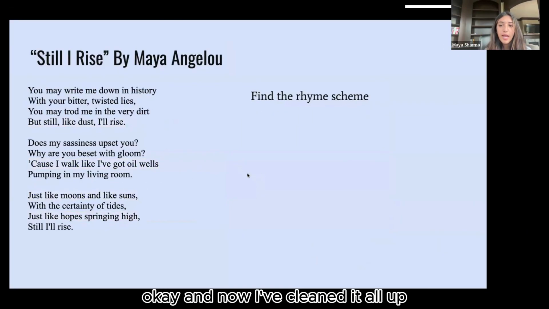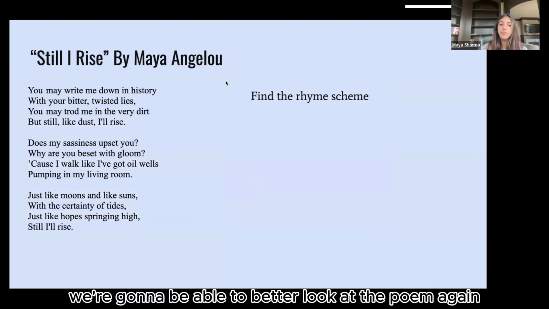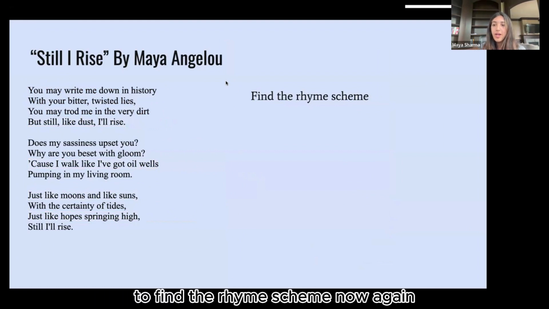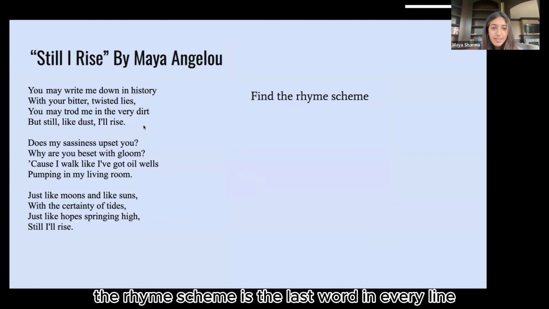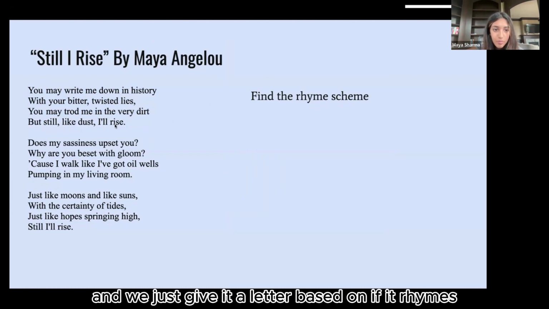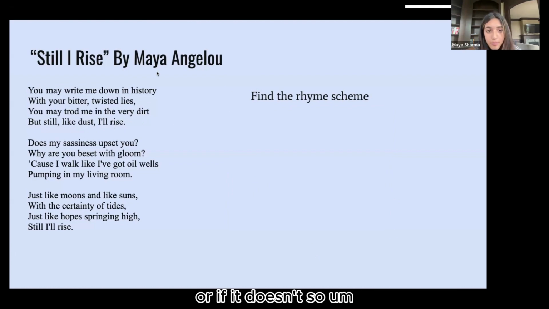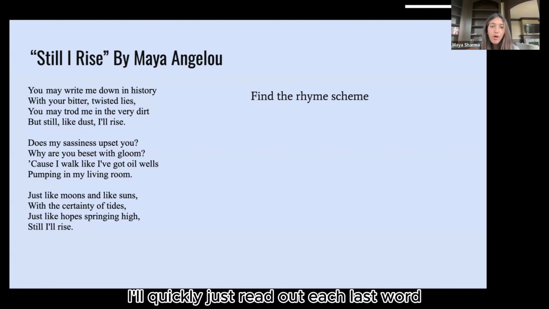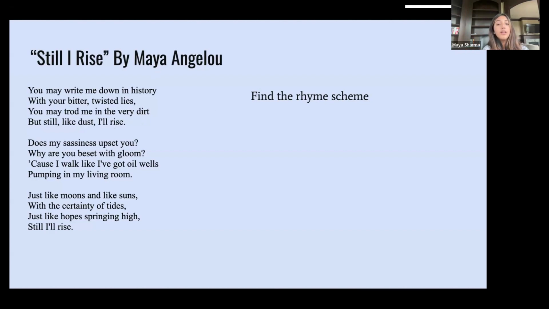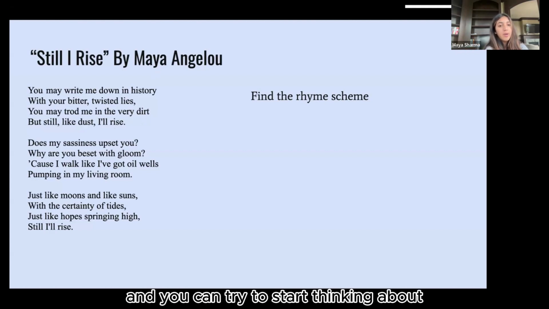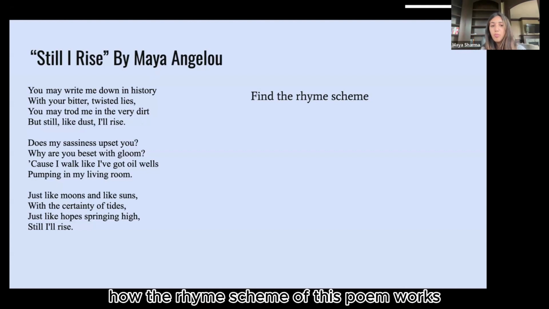Okay, and now I've cleaned it all up, so we're going to be able to better look at the poem again to find the rhyme scheme. Now again, like I've touched on before, the rhyme scheme is the last word in every line, and we just give it a letter based on if it rhymes or if it doesn't. So I'll quickly read out each last word, and you can try to start thinking about how the rhyme scheme of this poem works.